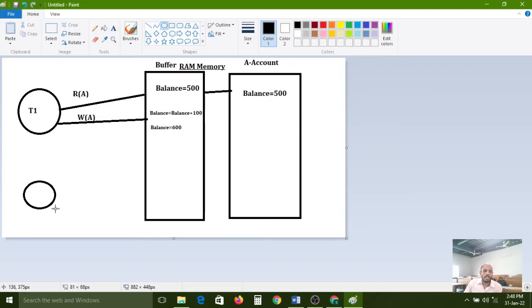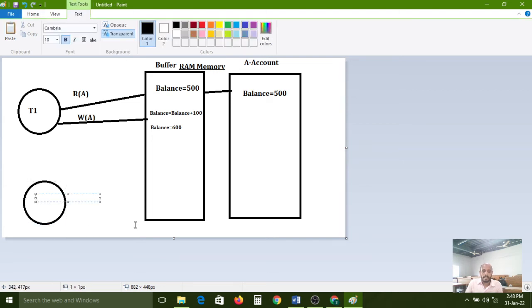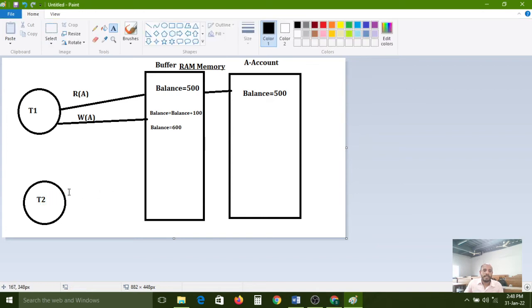Again, one more functionality. Concurrency is nothing but what? Both transactions are executing at a time. T1 is executing and T2 is also executing, accessing the same A account data. So here T1 is reading the balance and also writing some balance in A account. But this is uncommitted data. Uncommitted is nothing but the commit command that transaction 1 has still not performed.